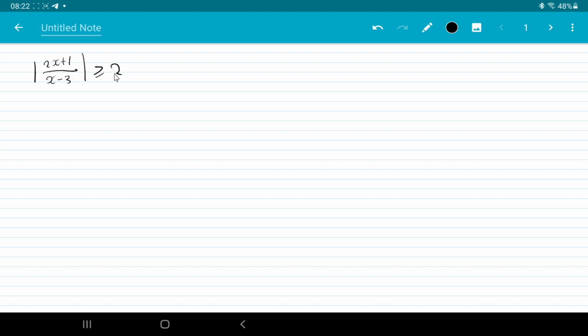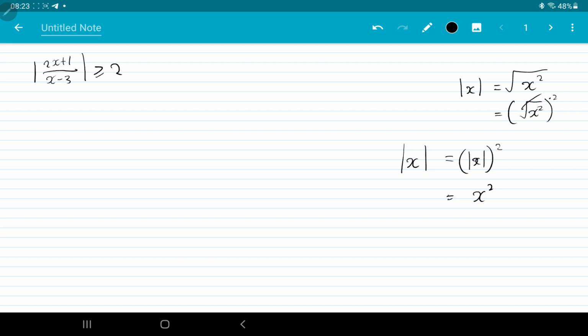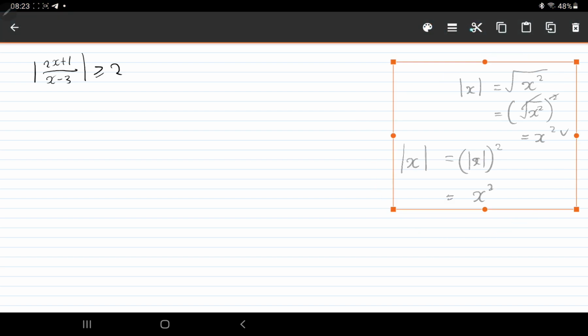There is one rule whenever we deal with modulus. Whenever we square the modulus, we will get x squared. This is because the original form of modulus, or absolute value, is the square root of x squared. Therefore, when we square this expression, the square is simplified and we get x squared. So that's how we got it. I hope that explains why I square the modulus and it leaves me with a simple one.